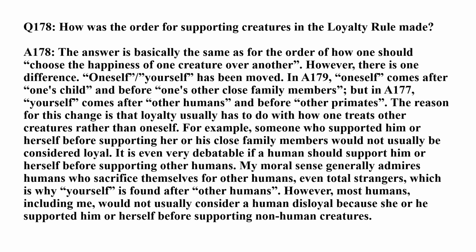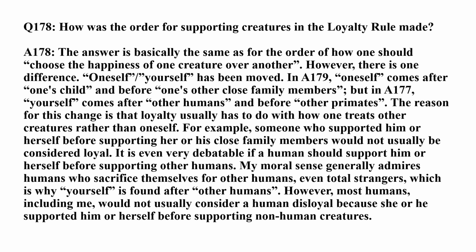The reason for this change is that loyalty usually has to do with how one treats other creatures rather than oneself. For example, someone who supported him or herself before supporting her or his close family members would not usually be considered loyal. It is even very debatable if a human should support him or herself before supporting other humans.